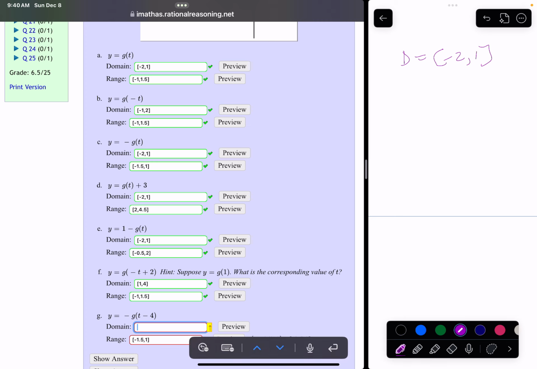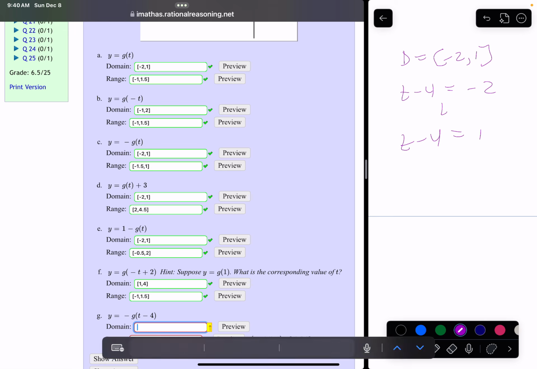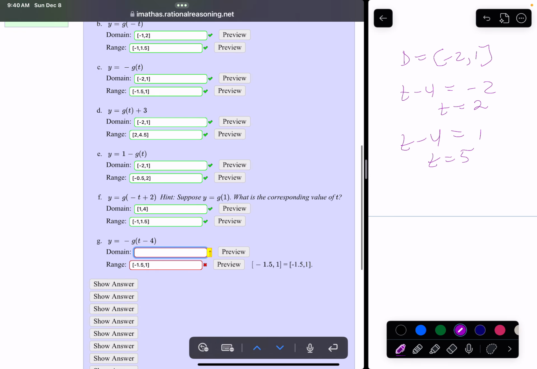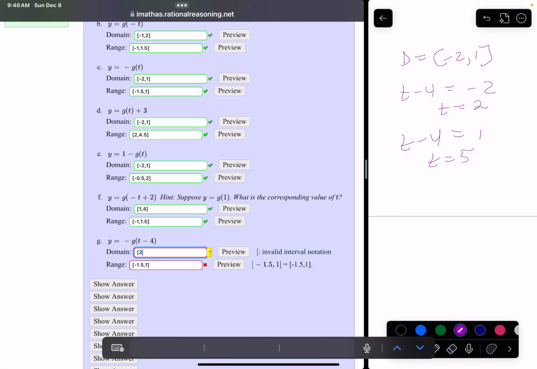So the t minus 4, where is t minus 4 going to affect the negative 2? Where is t minus 4 going to affect the 1? We should instinctually know that it's going to move it to the right, because we're going to add 4, it's going to become 2. We're going to add 4, it's going to become 5. So our domain is now 2 to 5.